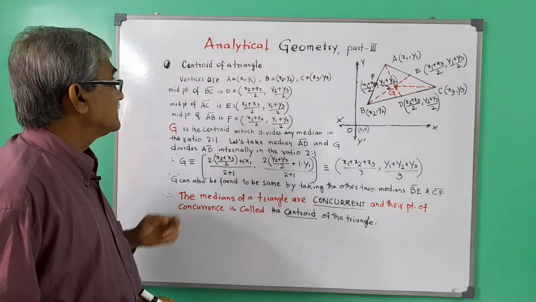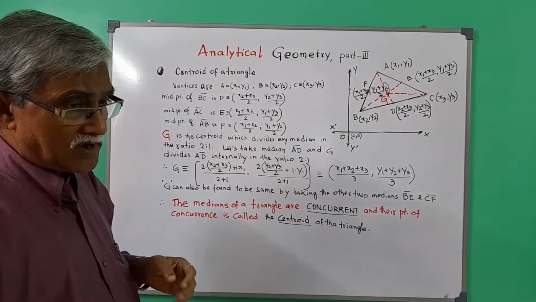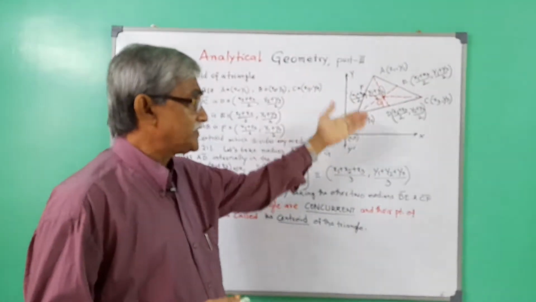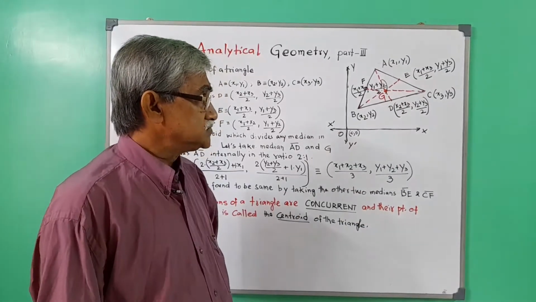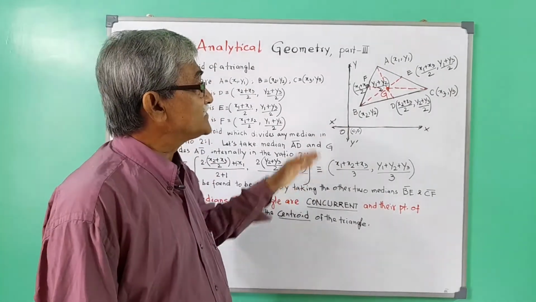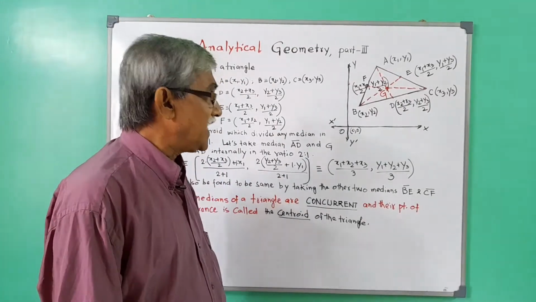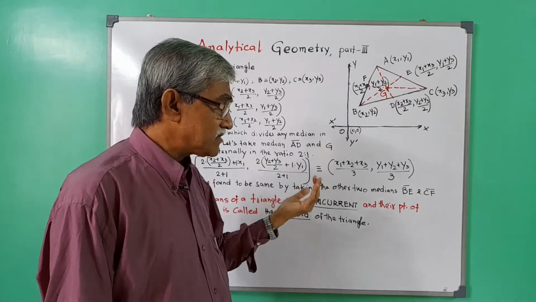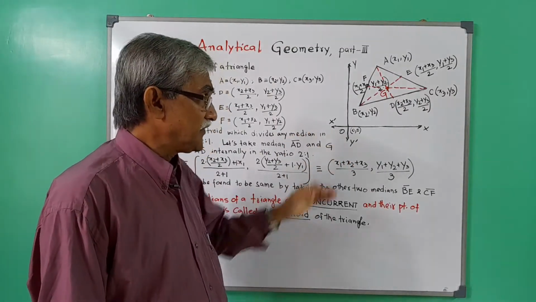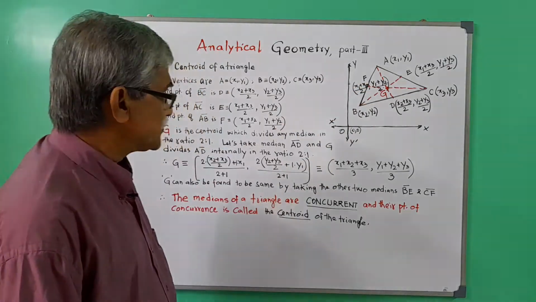Now today we will be discussing the centroid of a triangle. You know, the centroid of a triangle is the point where the medians are concurrent, or the point where any of the medians is divided in the ratio 2:1.